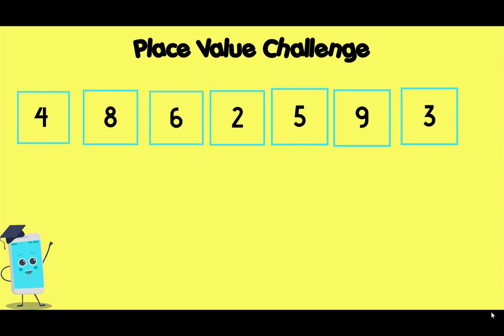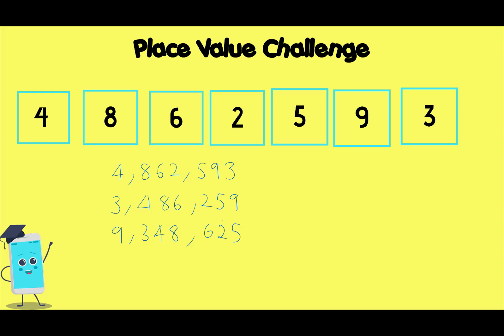So for example, at the moment, as they are, I've got the number 4,862,593. But I could swap some of these digits around. What if I moved everything over to one place? So if I started with the 3,486,259, I could do that again. 9,348,625. There are lots of combinations. I wonder if you can find how many combinations there are. Is there a rule to it?